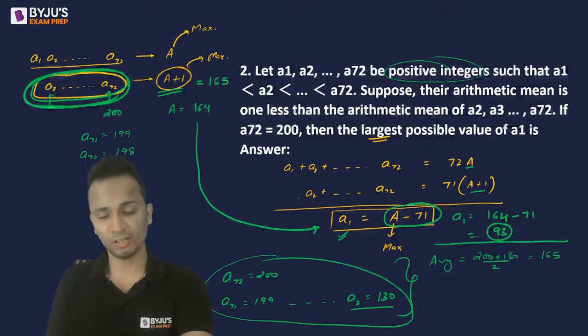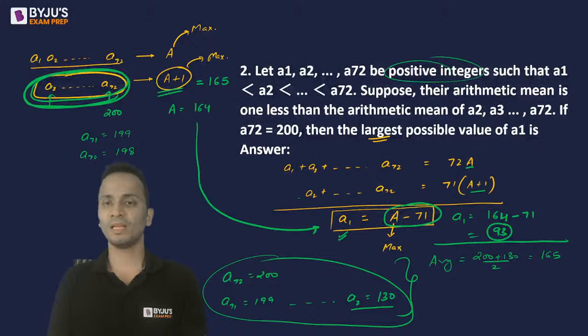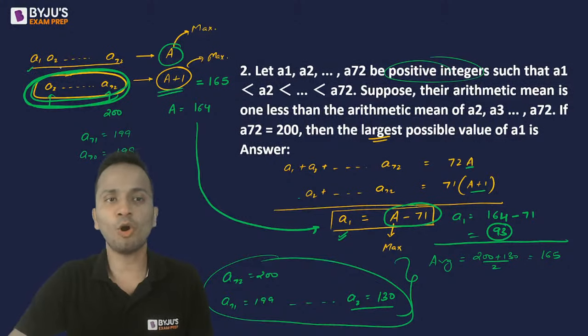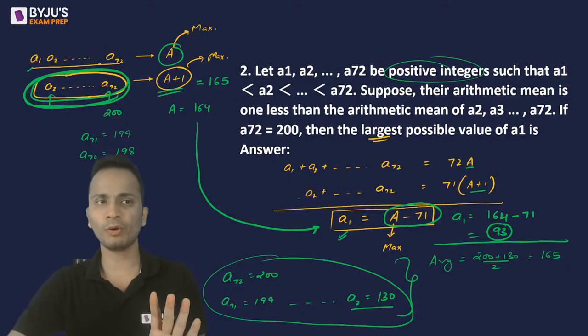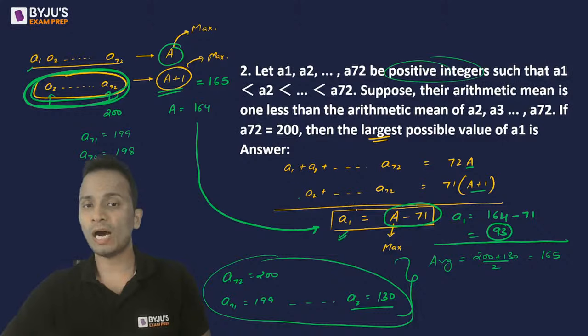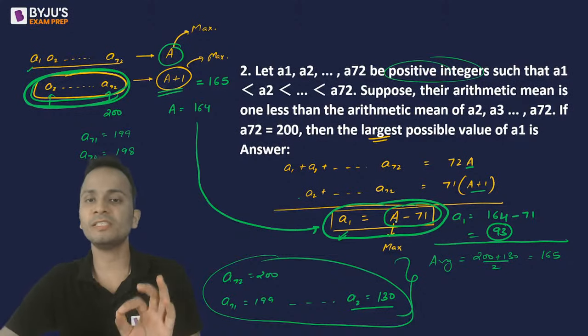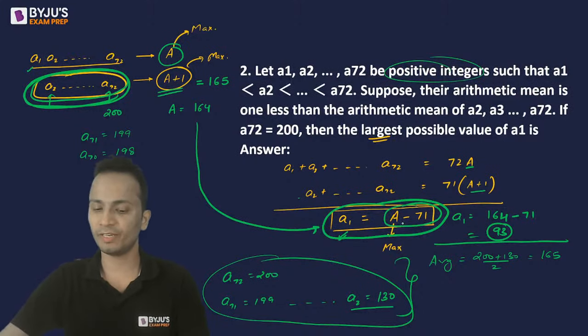Yes, Tarun. Chal. Again, I'll take you back. You are absolutely correct. In order to maximize the value of A, I should be taking the highest value of all of them. Fine. Okay. But also, I should be taking care of this relation that A1 is equal to A minus 71. Okay, ये equation भी तो given है ना?